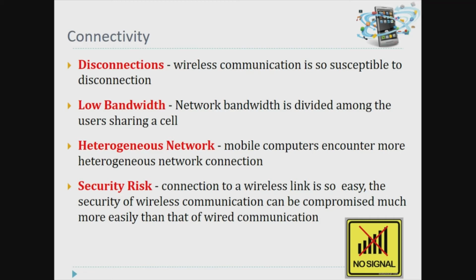And number four is about the security issues. This one we already discussed in the previous chapter about the security risk or security issue in mobile computing. A connection to the wireless link is so easy using the mobile device, so the security of the wireless communication can be compromised much more easily than when we connect through the cable or guided transmission medium. So this is the third part, about the connectivity.